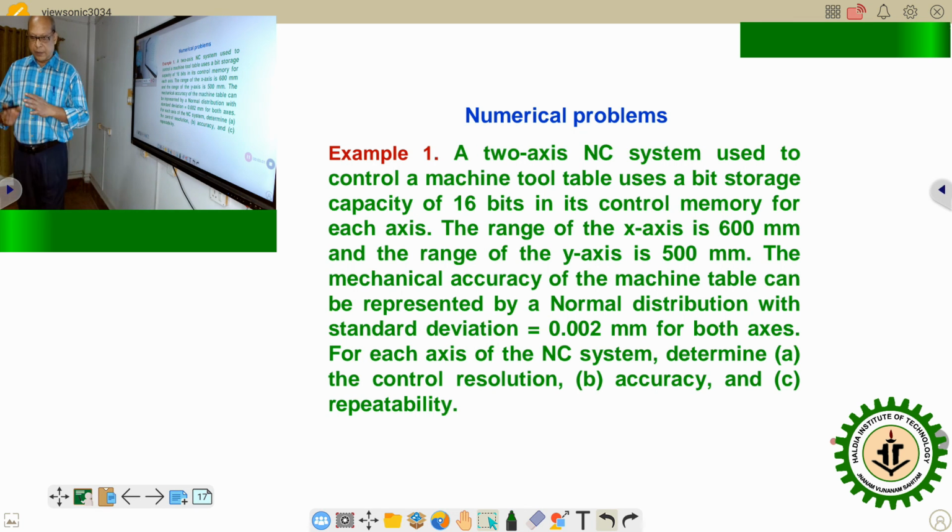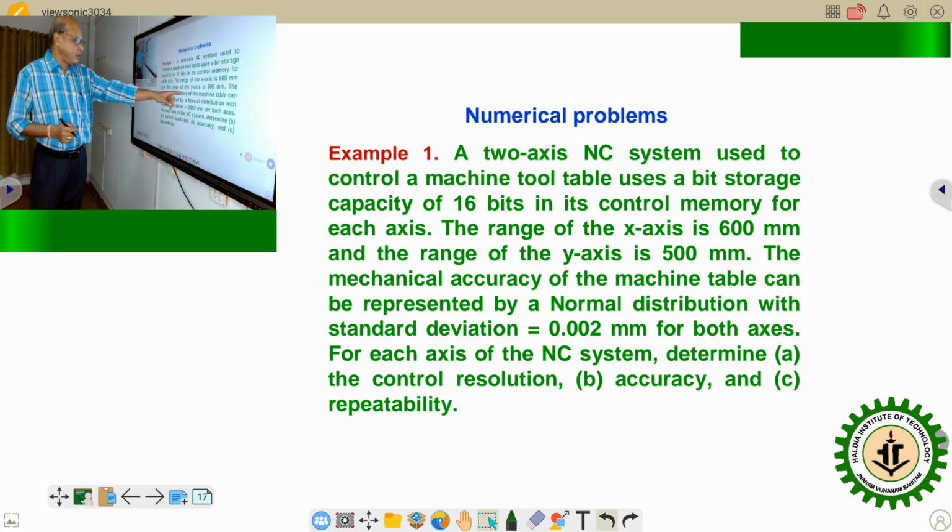Okay, so I believe that you have understood the basic concept of the basic length unit, resolution, accuracy and repeatability. Two illustrative problems I have taken. A 2-axis CNC system used to control a machine tool table uses a bit storage capacity of 16 bits. That means, if you recall the formula 2 to the power n, n now becomes 16, in its control memory for each axis. The range of the x-axis is 600 millimeter, that is, L is 600 millimeter, and for the y-axis it is 500 millimeter.